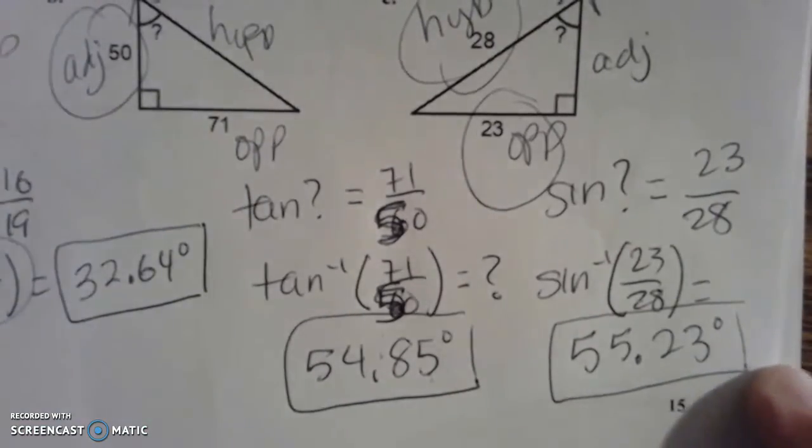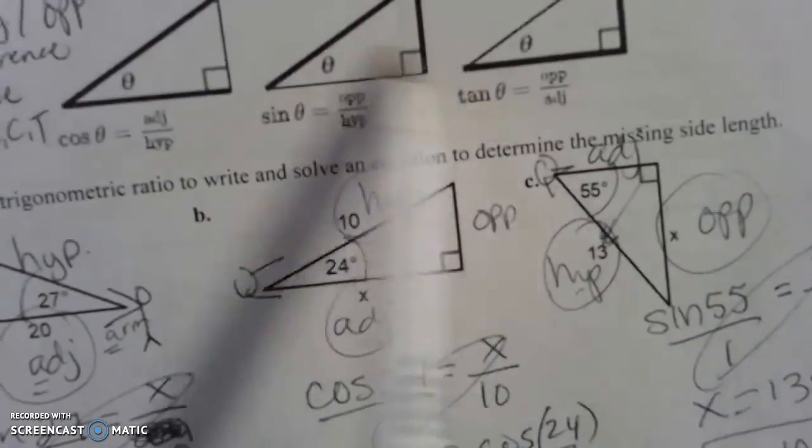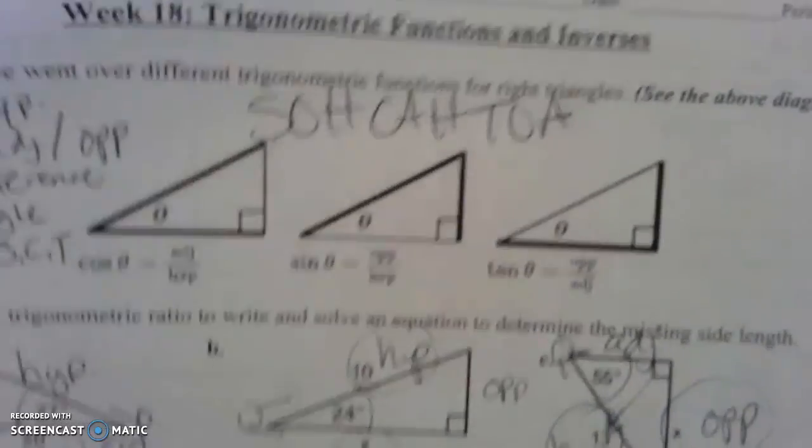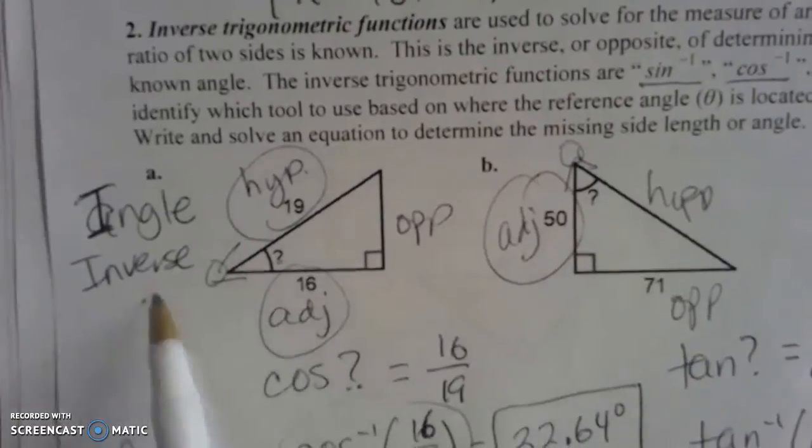All right, so just review. When we're looking for the sides, we use SOHCAHTOA. When we're looking for the angle, we use the inverse.